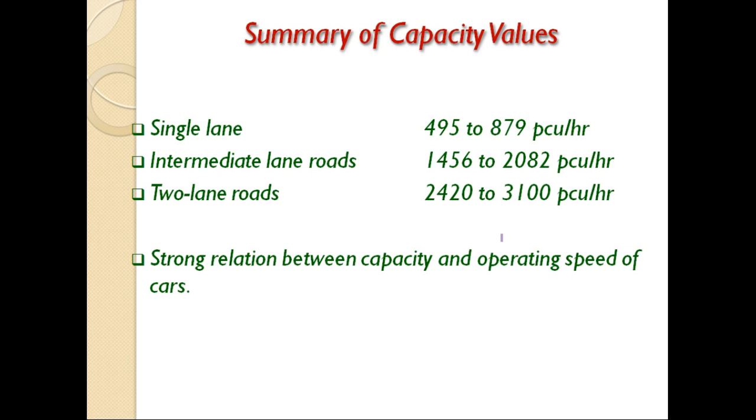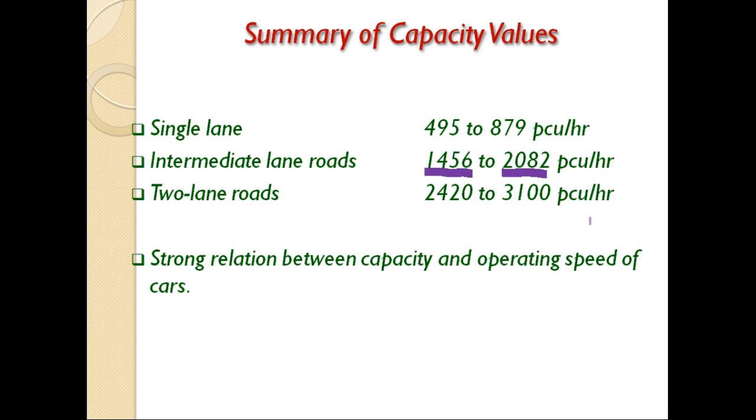Now you can see here that the capacity of any type of road changes from, let us say, for intermediate lane road from 1456 to 2082. Now what we found is that the capacity depends upon the condition of the road also, like roughness.